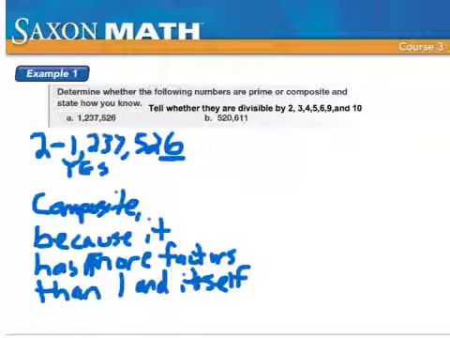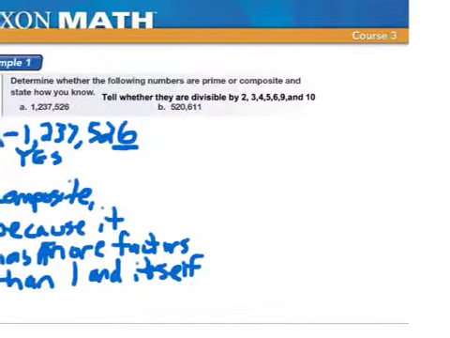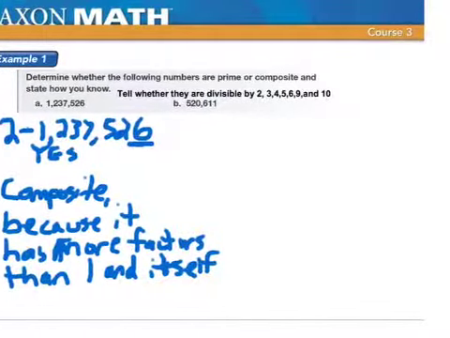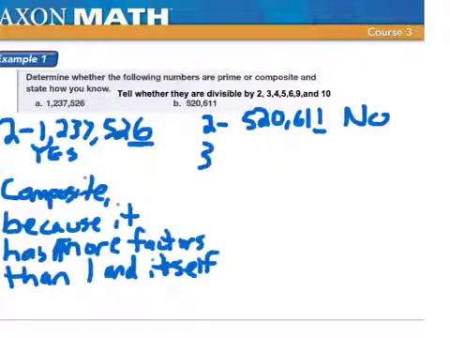Alright, now let's look at B. I'll slide this over. Now we're looking at the number 520,611. Again, we're using our divisibility tests. So we're using the divisibility test for 2. Well, the number is 520,611. It ends in a 1, so it's not even, so it's no. Okay, use the test for 3.